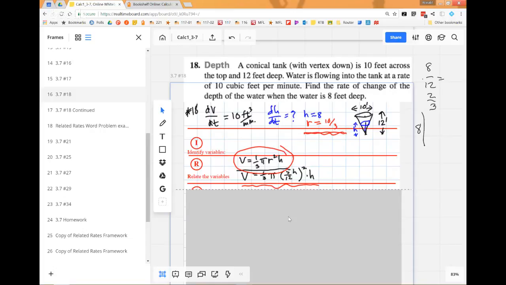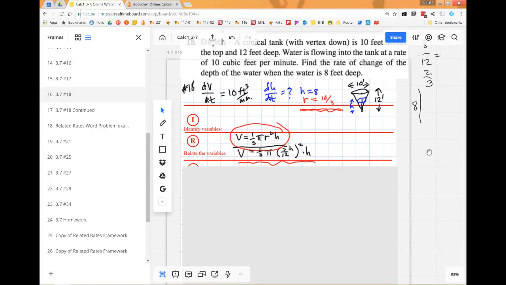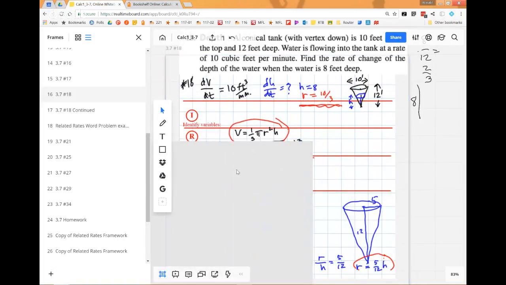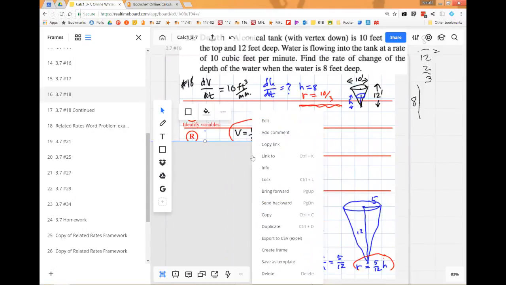Now we can redo this a little bit. I mean, what is r in terms of h? Okay, did I do this down below? Let me get rid of this. Yeah. Okay, so let me get rid of this now.